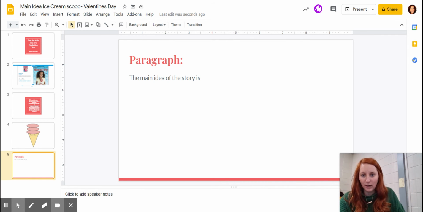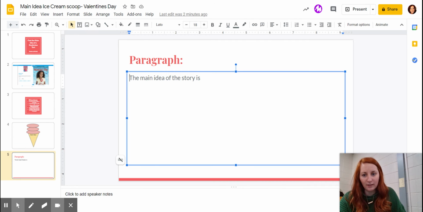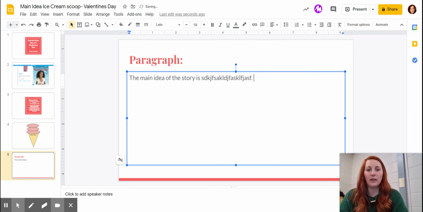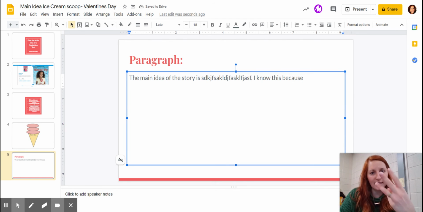So I have it in paragraph form down here and I already have a sentence starter for you. So you'll click on this and you'll say the main idea of the story is and then whatever you think the main idea of the story is. Okay, period. Then you're going to put, I know this because, and you're going to tell me your 3 details.